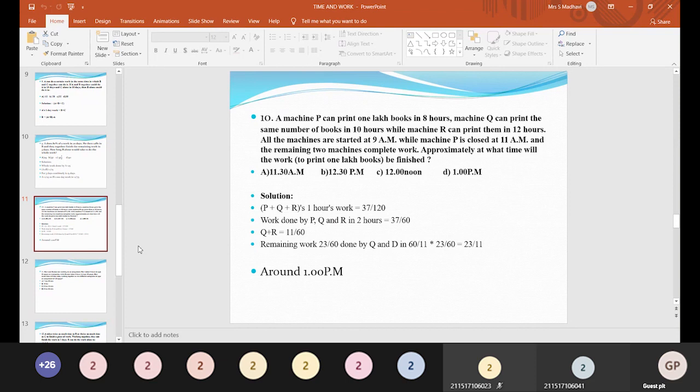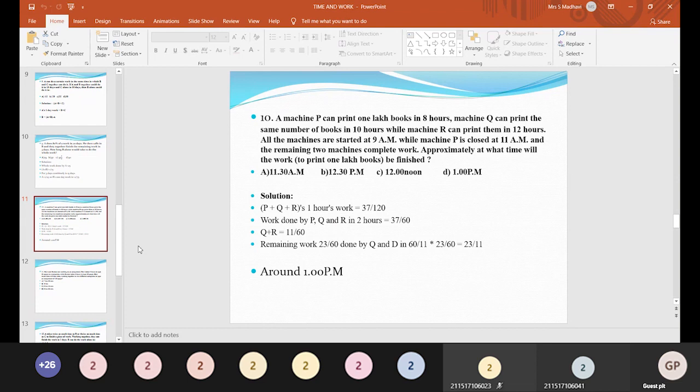Here, we need to calculate P's plus Q's plus R's 1 hour's work. P's 1 hour's work is 1 by 8, Q's 1 hour's work is 1 by 10 and R's 1 hour's work is 1 by 12. So 1 by 8 plus 1 by 10 plus 1 by 12 is equal to 37 by 120.